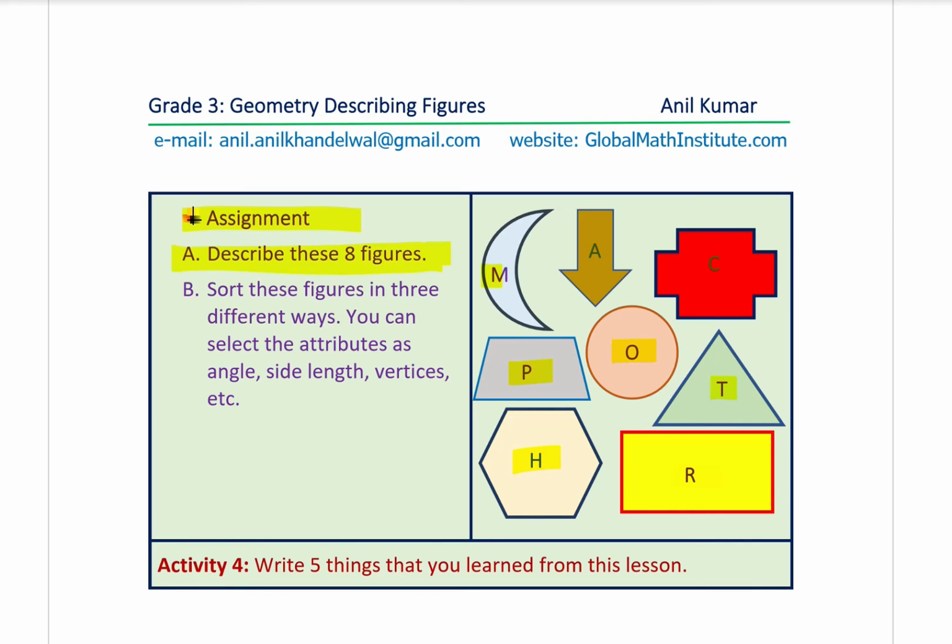Part B is sort these figures in three different ways. You can select the attributes as angles, side lengths, vertices, etc. Just as we did earlier, right? You could sort them. And activity number 4 here is write 5 things that you learned from this lesson.